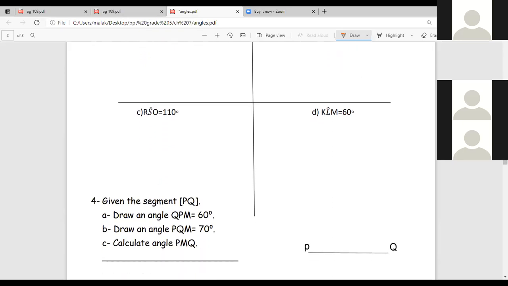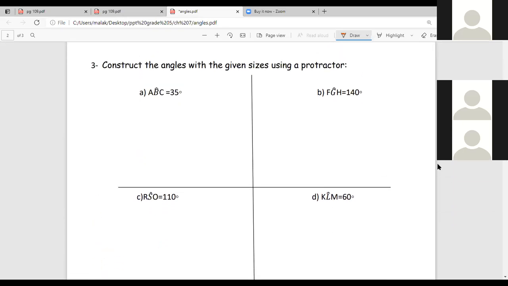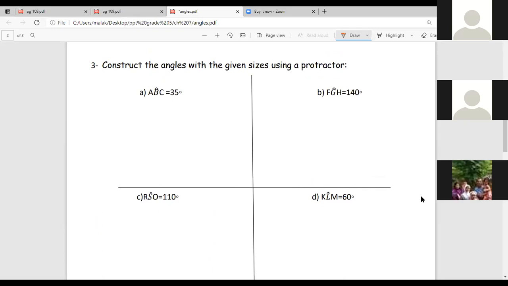The first angle: ABC equals 35 degrees. First step, we will draw a line. We have to name this line what? AB. Okay, A. Wait a minute, we still have less than 1 minute.